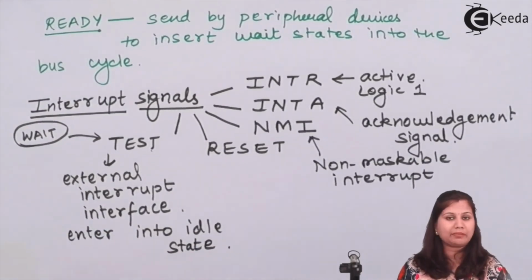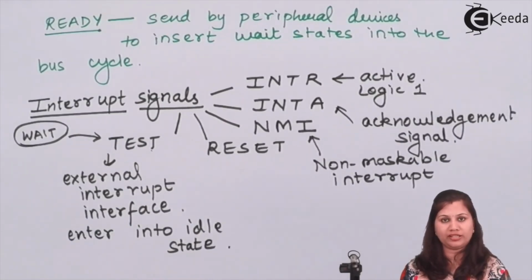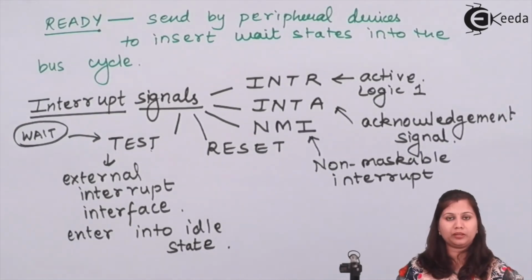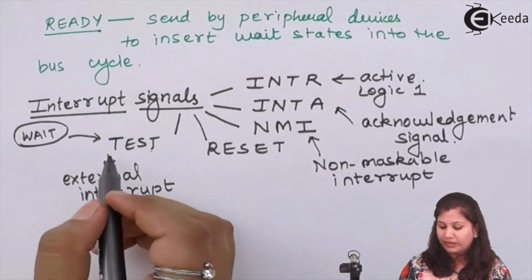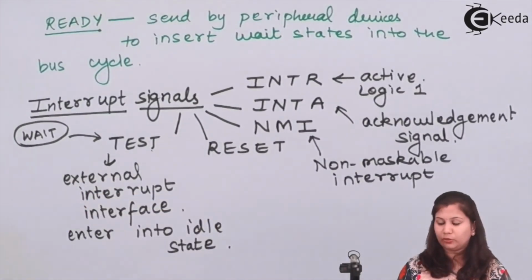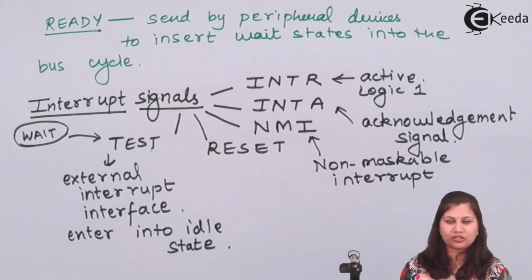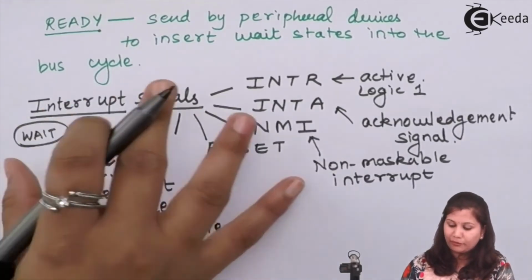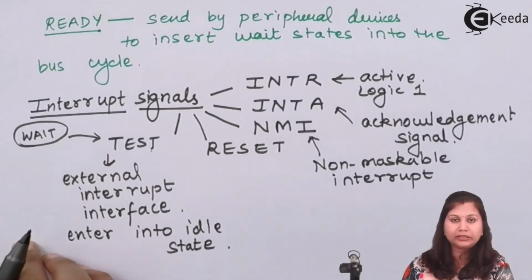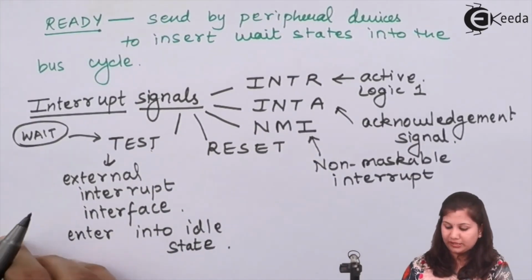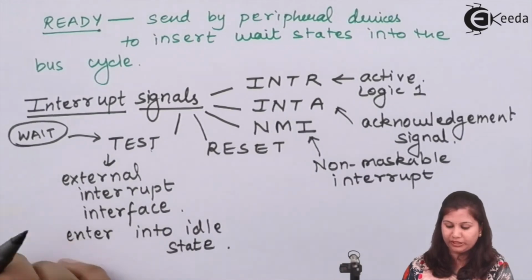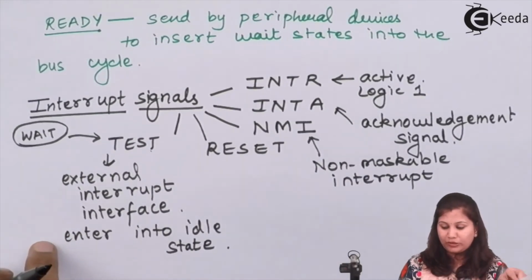Idle state means that the microprocessor is not going to perform any fetching or executing of the instructions. It is going to rest. It is not going to perform any of the operations. And when this signal becomes 0, then only the microprocessor will resume the execution of the next instructions. So these are some of the interrupt signals available in the 8086 microprocessor, which are used during the minimum mode interface. Next, we have the DMA signals.